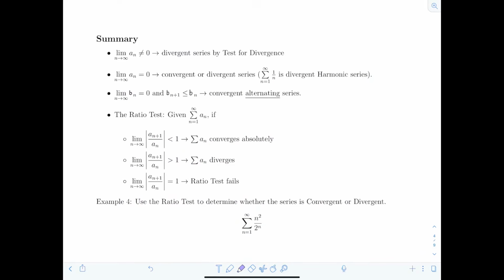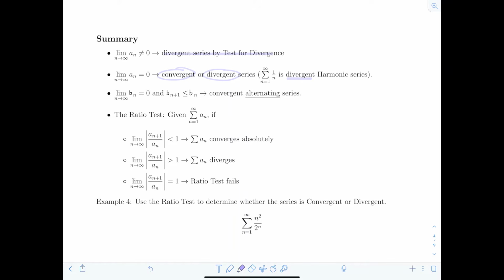All right, so let's review what we've covered so far. First, if the limit as n approaches infinity of a sub n, if the terms of my series do not approach 0, then automatically we know the series is divergent by the test for divergence. Next, if the terms do approach 0, so if the limit as n approaches infinity of a sub n is 0, we have no information. The series could be convergent or divergent. We still need to apply another test. The best example to keep in mind, to remind you of this fact, is the harmonic series. The terms 1 over n approach 0, but the harmonic series is divergent.